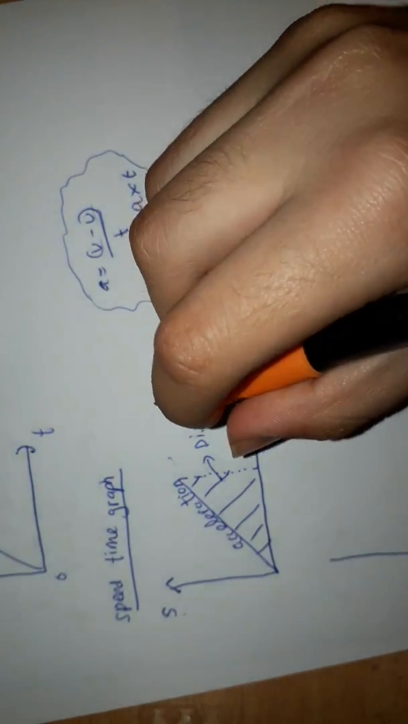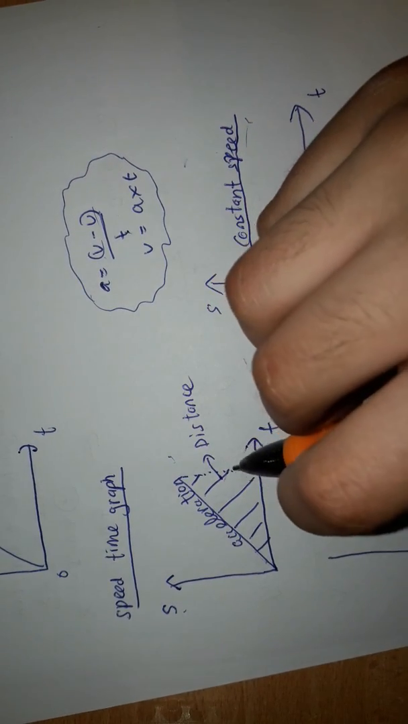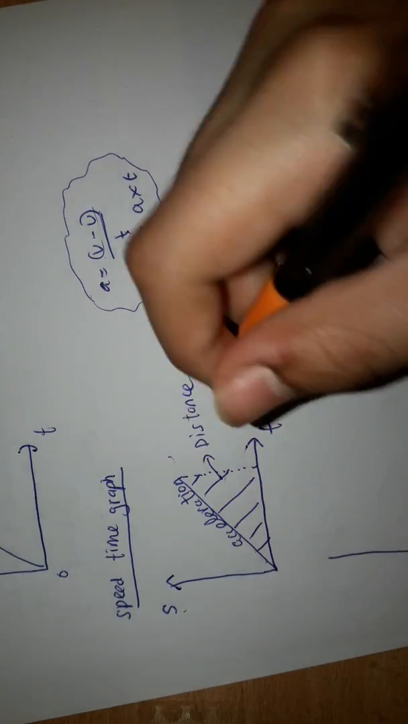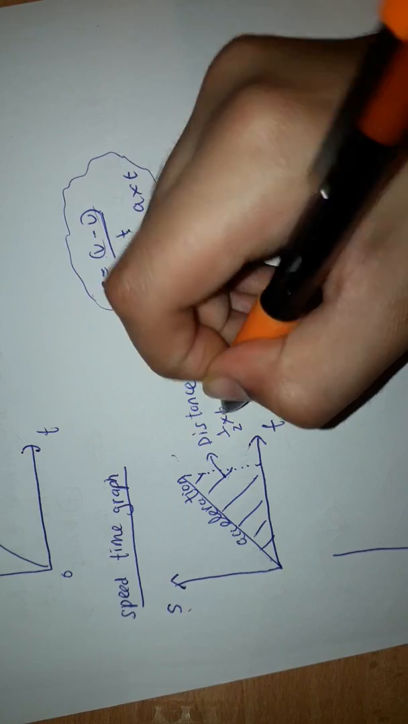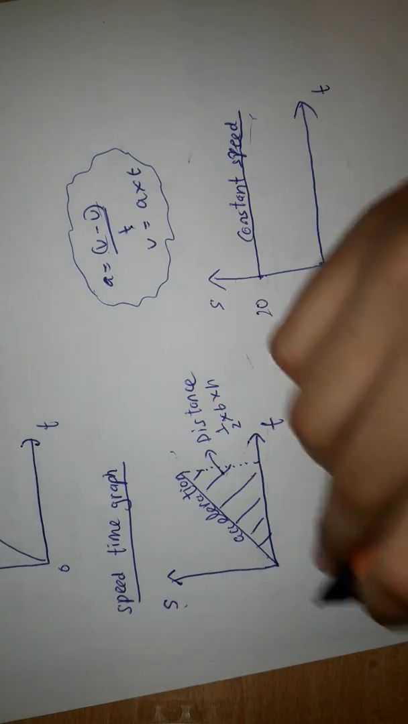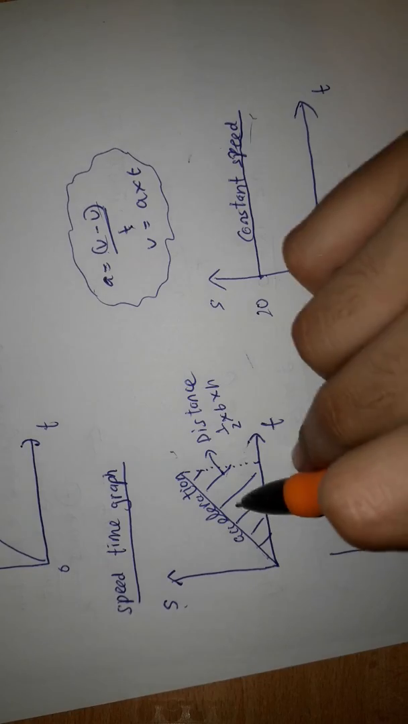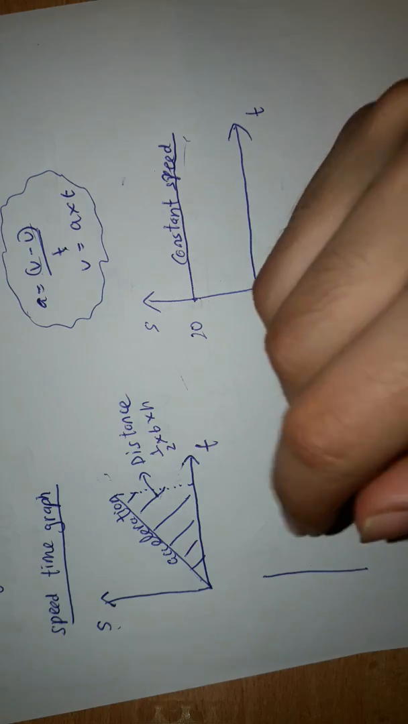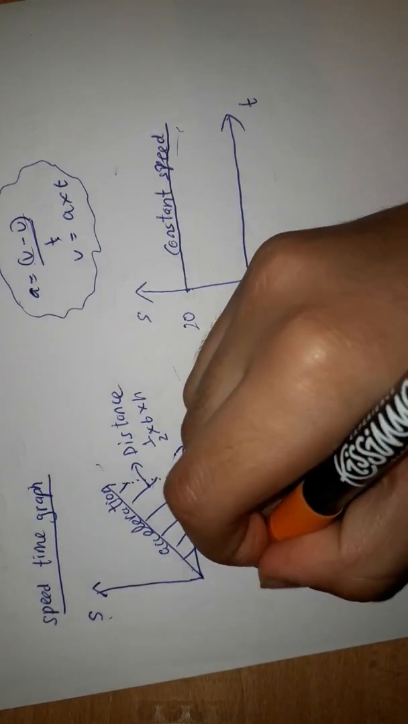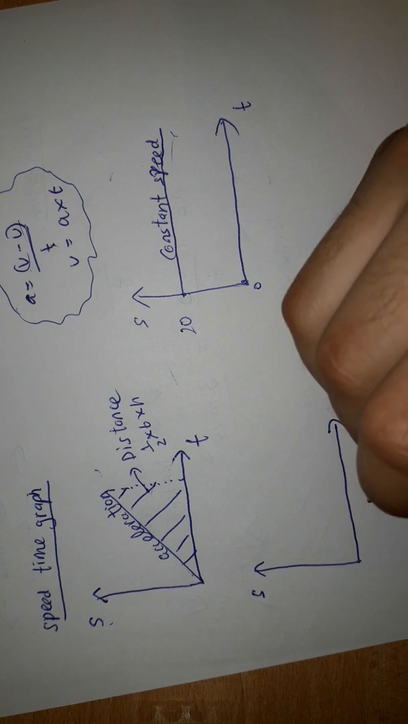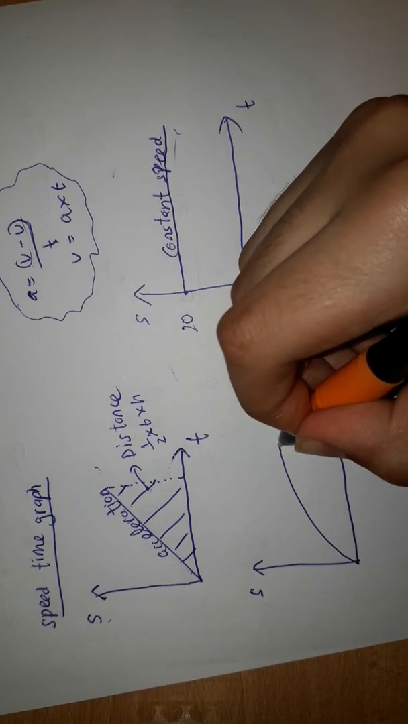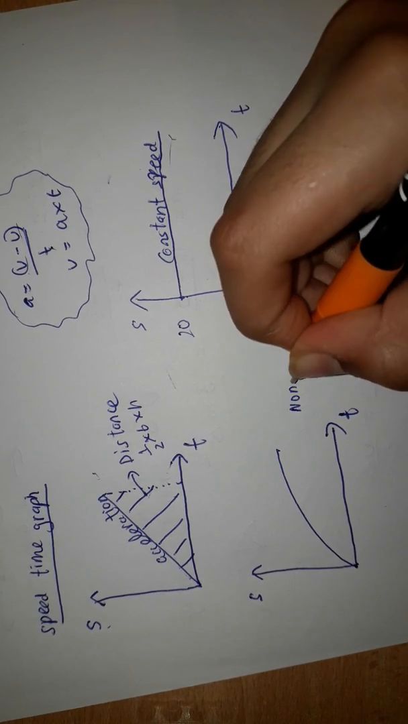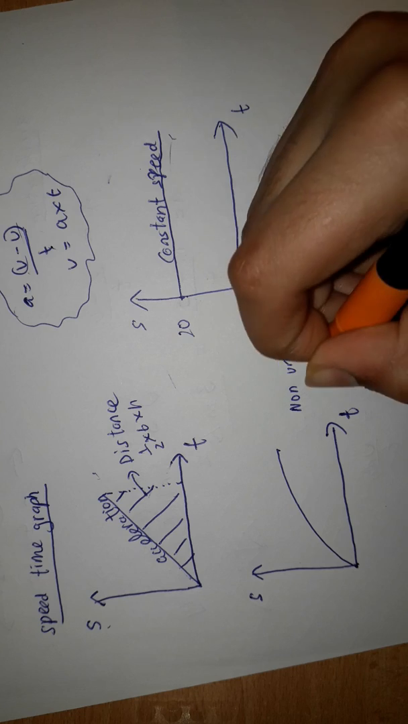Now, exam questions for your IGCSE physics paper, especially paper 4, will always ask you to find the distance. And in this case, it is half times base into height, because this is the area of a triangle. And the distance is equal to the area under the graph. So that's that. And another thing is this: if you have a curve in a speed time graph, for example like that, it just means non-uniform acceleration.